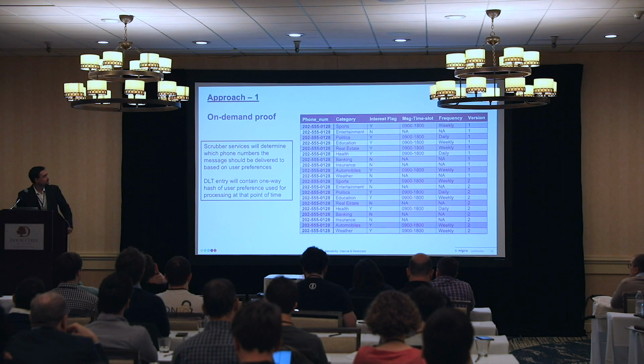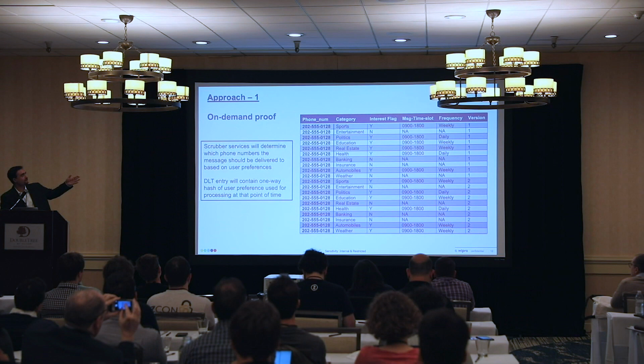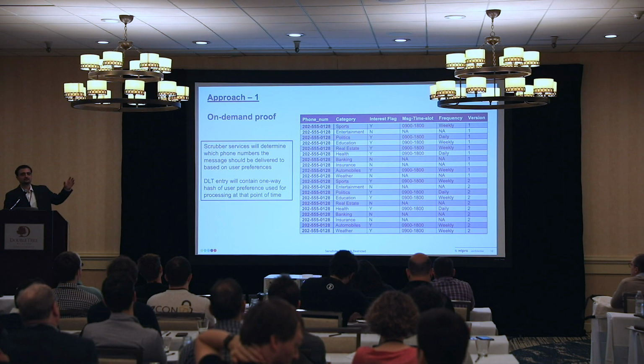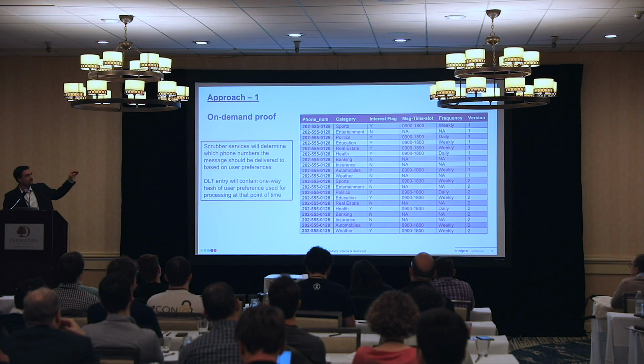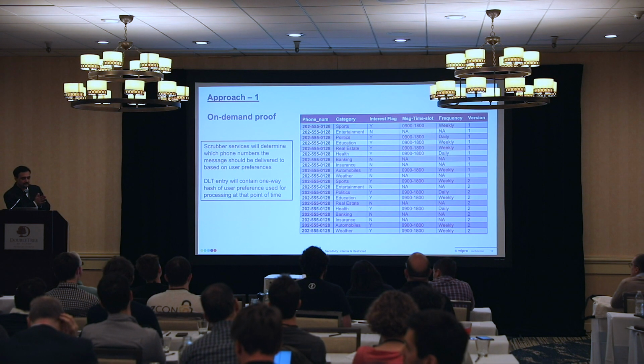Sure. So typically what would a user preference look like? If you can see, there is a phone number, there are categories, and there are different attributes which would be used by the scrubbing service, along with the version. The users will keep on updating the user preferences, so the user preferences are going to be versioned. Each record is a unique combination, and the hash of it is something which is going to be stored on DLT.